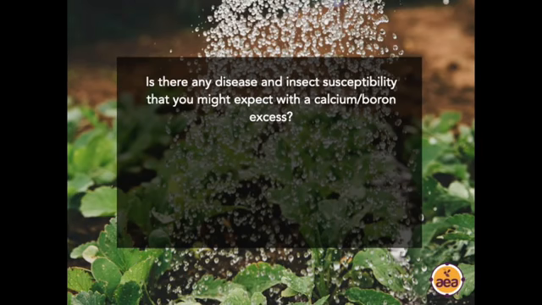Question from Gary Nicely. Hi, Gary. Is there any disease and insect susceptibility that you might expect with a calcium and boron excess? I've not encountered that often enough to have enough experience to comment, Gary. I can think of two situations where we did experience that. Both were on strawberries, one on the East Coast and one on the West Coast, but there were not any particular patterns of pest susceptibility. There was slowed growth, but that's the only thing that we really observed. So I'd be happy to dig into that a little bit more deeply with you in a follow-up conversation.